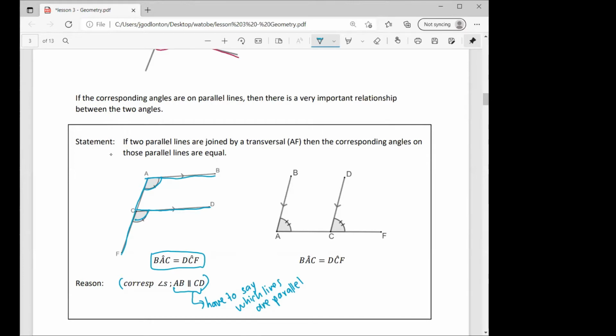So what we are currently doing is we've just started parallel lines, and we're putting this new statement and this new reason in our list of reasons that we are keeping with us as we're working through this course. And then we're going to start some questions with it. Okay, let's try some questions.